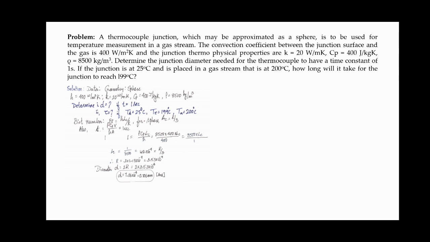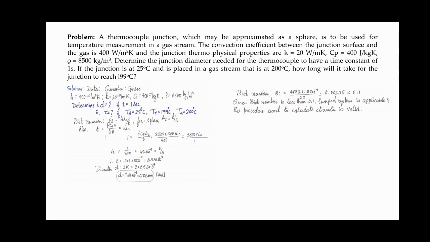So the diameter will be 2 times the radius, that is 2 into 3.53 into 10 to the power of minus 4. So D will be equal to 7.06 into 10 to the power of minus 4, or 0.706 millimeter. Now I will substitute the characteristic length in the Biot number equation, and let us see if the Biot number is less than 0.1. I'll get the Biot number as 0.00235, which is less than 0.1. Since the Biot number is less than 0.1, the lumped system is applicable and the procedure used to calculate the diameter is valid. We can proceed and find the time required to reach 199 degrees Celsius.